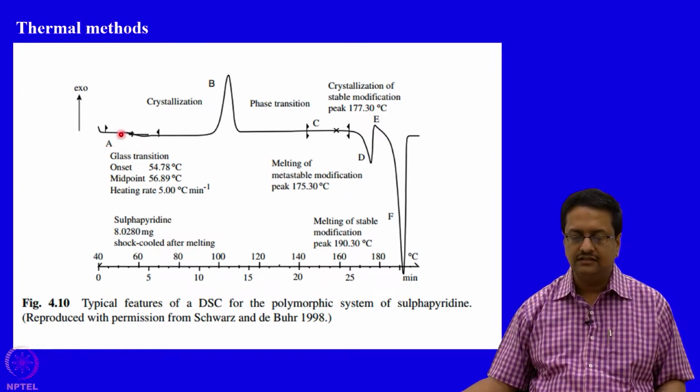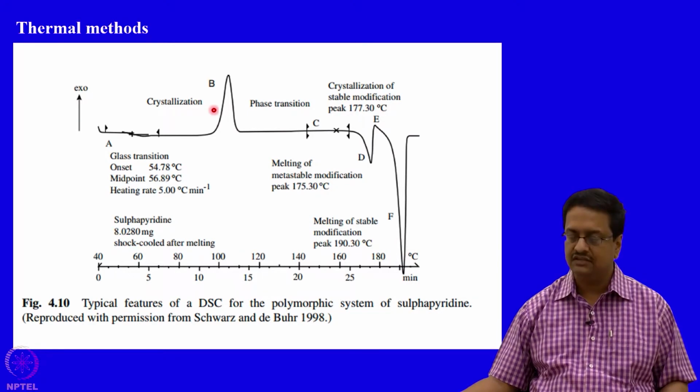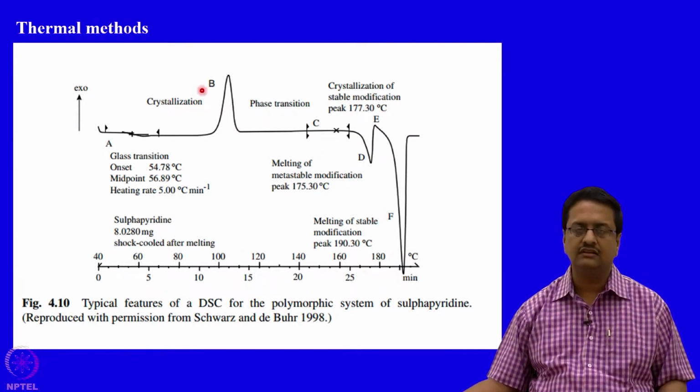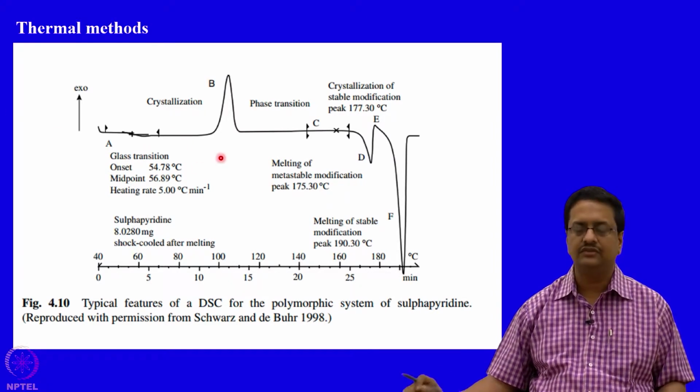see there is a glass transition. You remember this plot is exothermic up, a crystallization happening as exothermic. So, that is a phase transition, and there are melting of metastable phase and the melting of stable polymorph and so on. These behaviors can be observed if we do any differential scanning calorimetry experiment with the polymorphs.